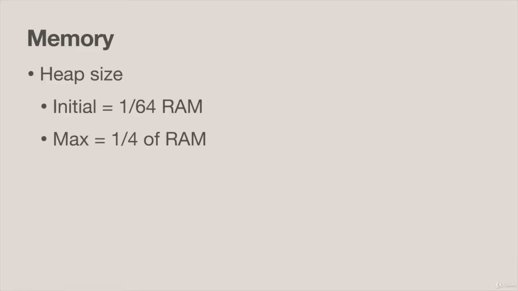So the first is memory. There are all sorts of different types of memory in the JVM, but the primary one is heap. JVM ergonomics look at the amount of RAM on the machine and then set the initial and the max. So for instance, if you have 16 gigabytes of RAM on your laptop and you start a JVM, the max heap size it'll be given is 4 gigabytes. It isn't just some hard-coded value.